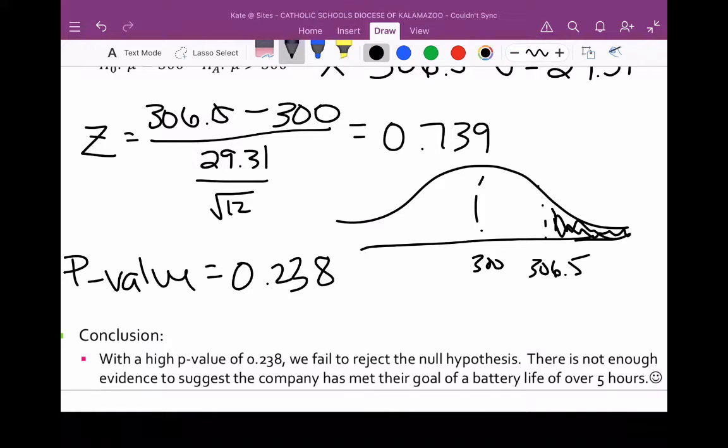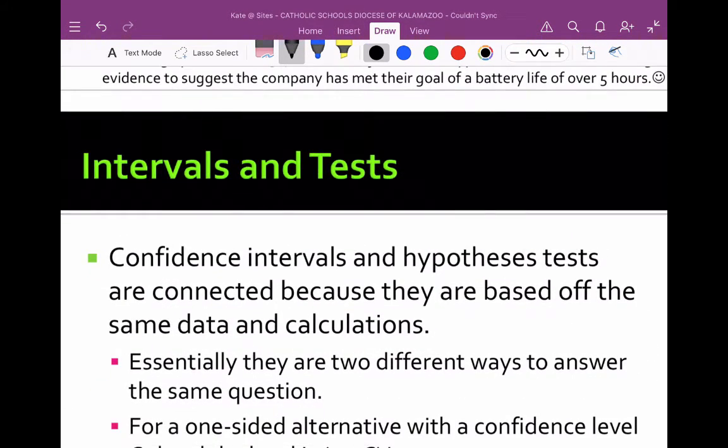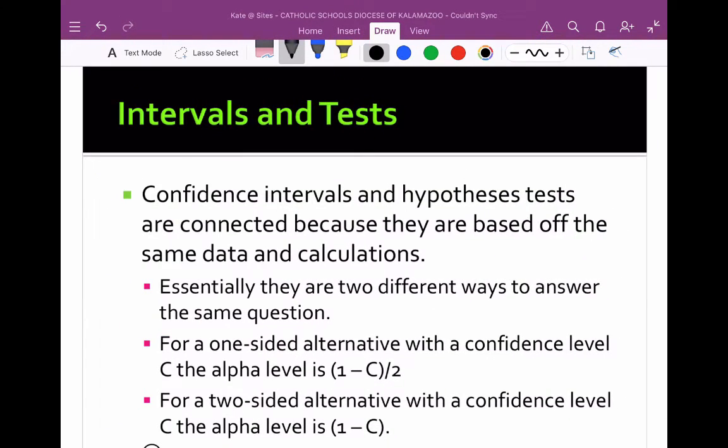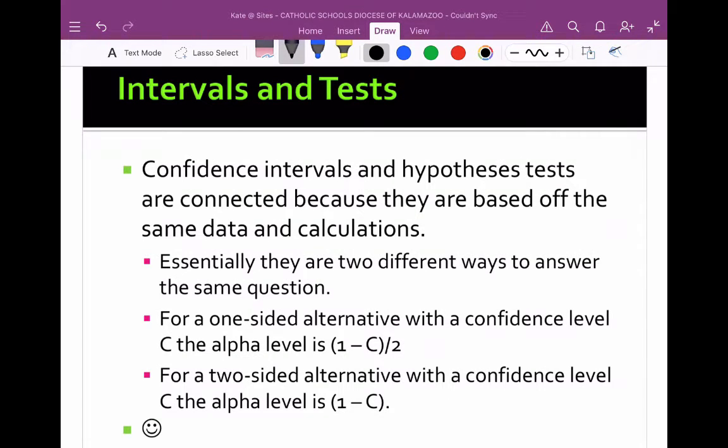That is the last example that we're going to do, but we are going to have one more thing just to talk about tests and intervals. Confidence intervals and hypothesis tests are connected because they are based off the same data and conclusions. For example, in our battery example, we failed to reject in the test as well as in the interval. So they typically will go together. They are essentially two different ways to answer the same question.